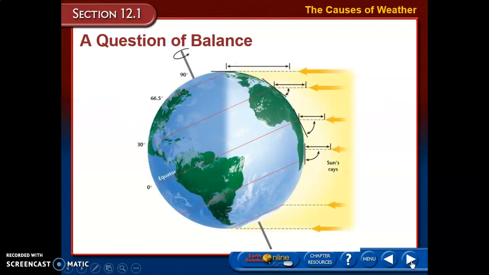Here's a nice drawing of it, so you can see why certain areas get massive amounts of heat, why other areas don't.